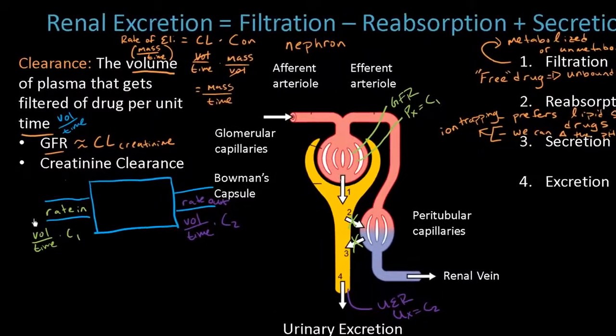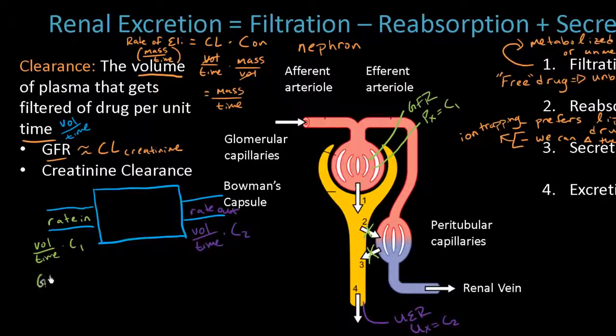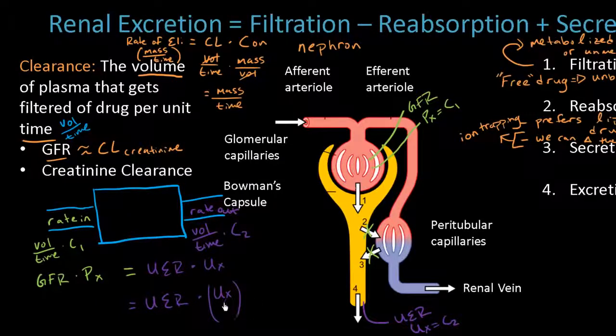Now, under these constraints, we have this picture here. We have the GFR multiplied by the plasma concentration of that drug, and because there is nowhere else to go, we assume that equals the urine excretion rate multiplied by the urine concentration of the drug. If I solve this for the glomerular filtration rate, I have the urine excretion rate multiplied by the concentration of this substance that is not reabsorbed or secreted, and I divide this by the plasma concentration of that substance, Px. When I do that, I get the GFR.